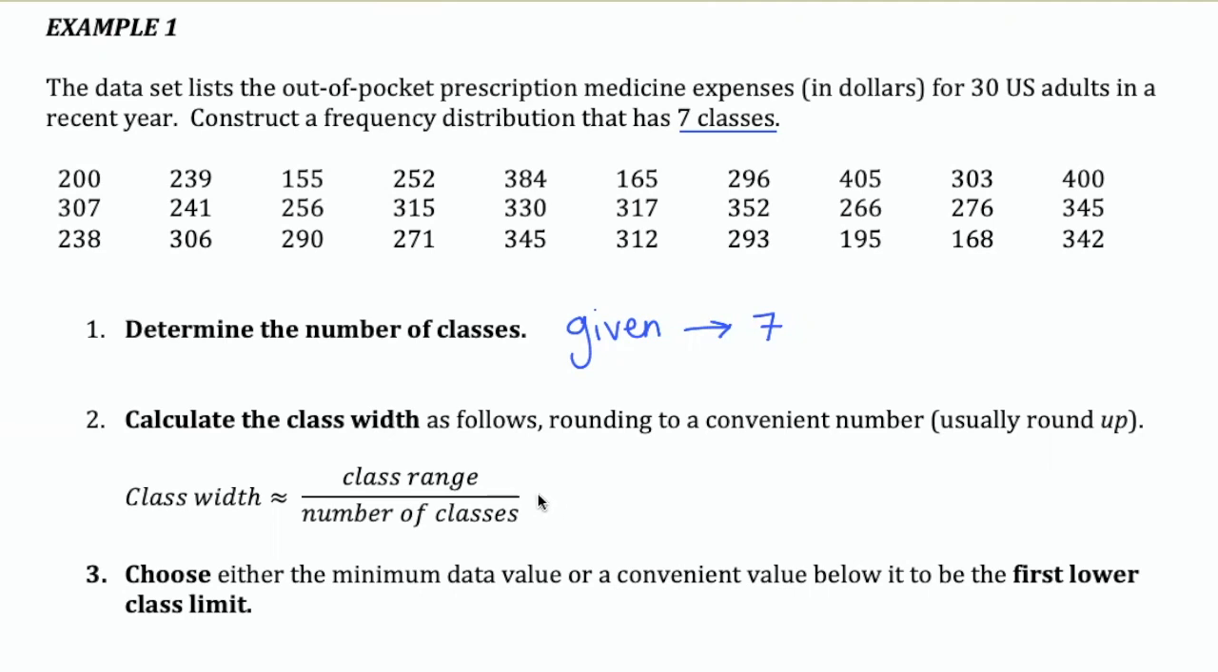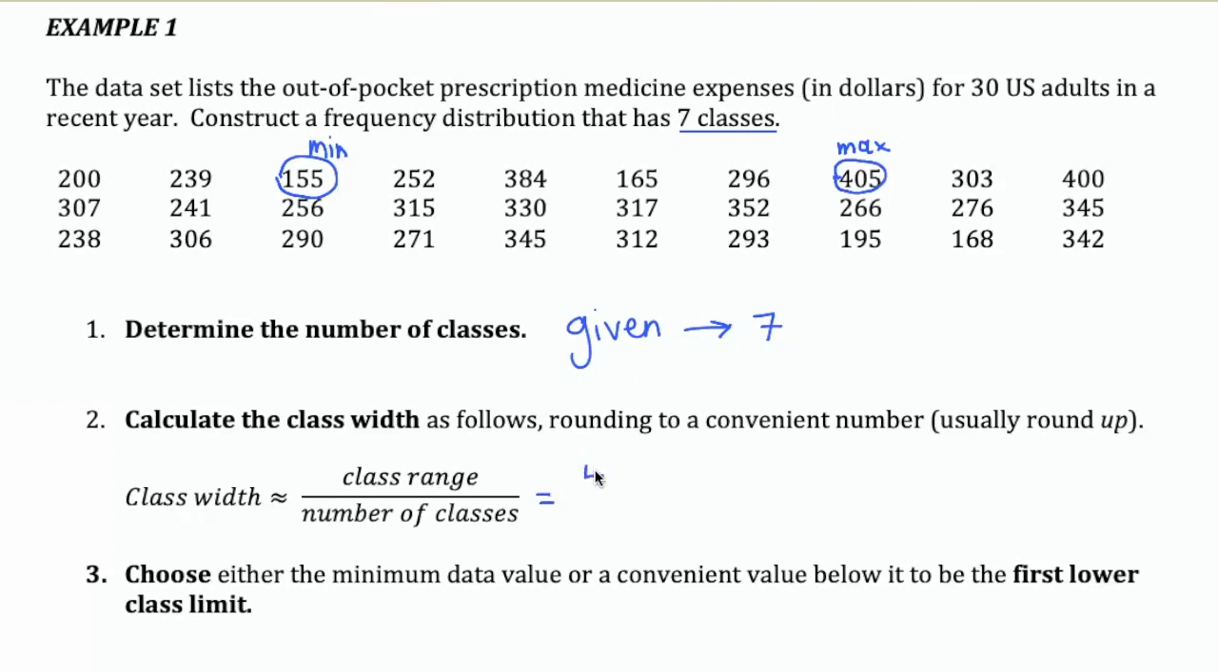Okay? So we're supposed to take the class range and divide it by the number of classes we want to use. Class range, remember, is the difference from the highest to lowest. This is the one we couldn't calculate in the previous example. So you scan through the list of data looking for the largest, which I believe is right here, the 405. And then you look for the smallest piece of data that shows up in the list, which is here, which is 155.